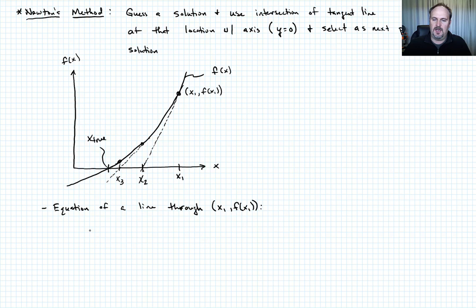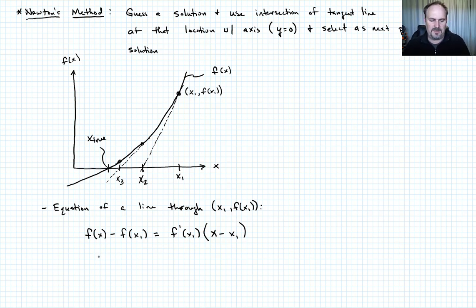Okay. So what's the equation for this line? Well, it's f of x minus f of x1 is equal to f prime of x1 times x minus x1. That's the equation of the line, right?